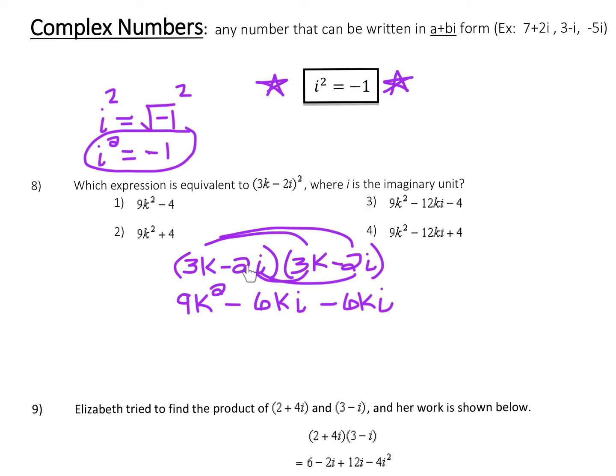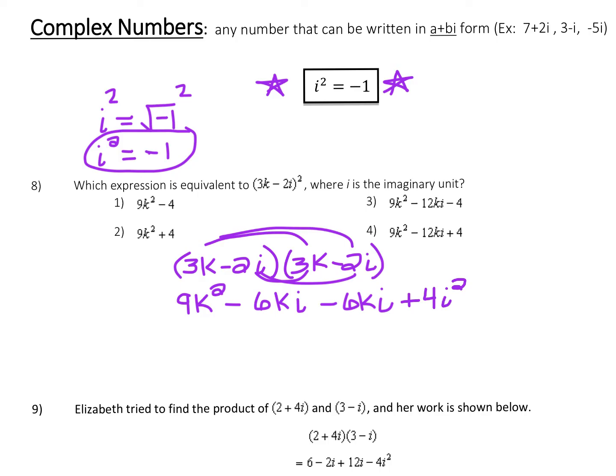And then negative 2i times negative 2i is going to be positive 4. And then i times i is i squared, so positive 4i squared. Okay, so now we're going to see what we can combine here.